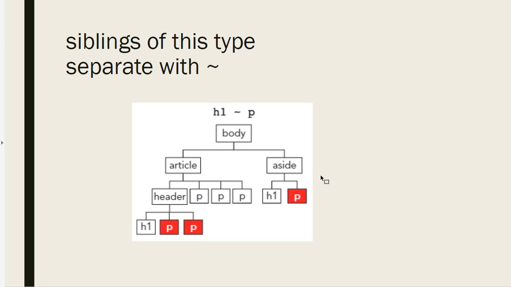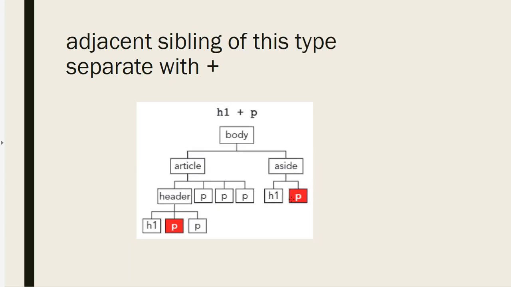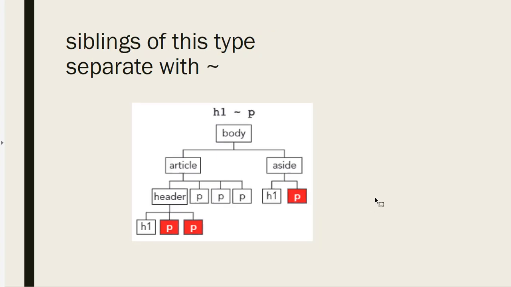Notice that came in two different places, right? In both of those. It didn't matter whether they were in the article or the aside. It's just talking about its relationship with its sibling. So it picked up the siblings in the aside and in the article.